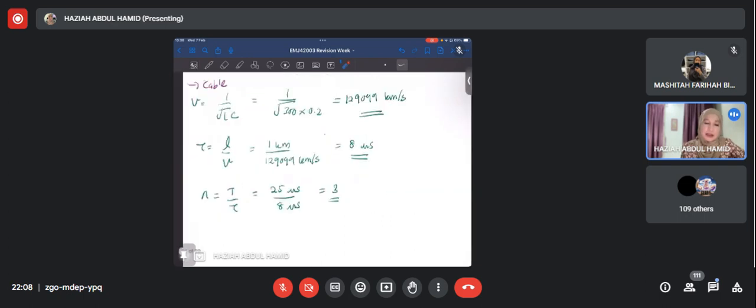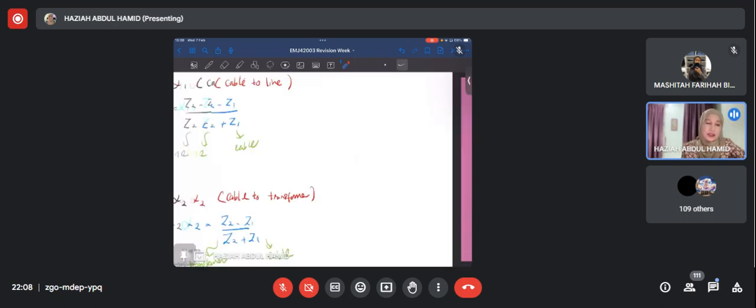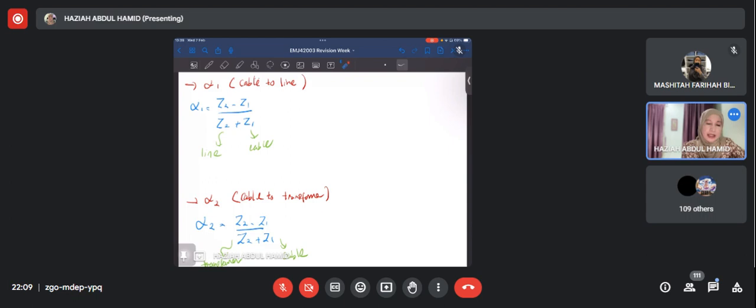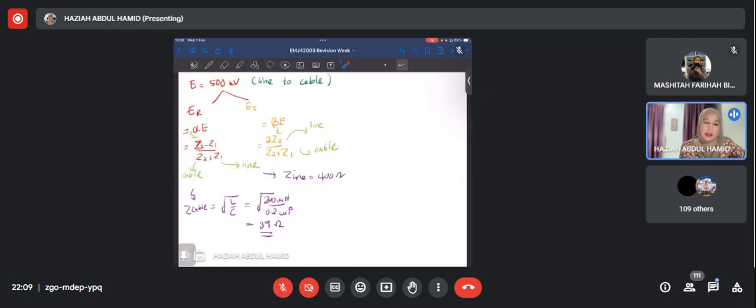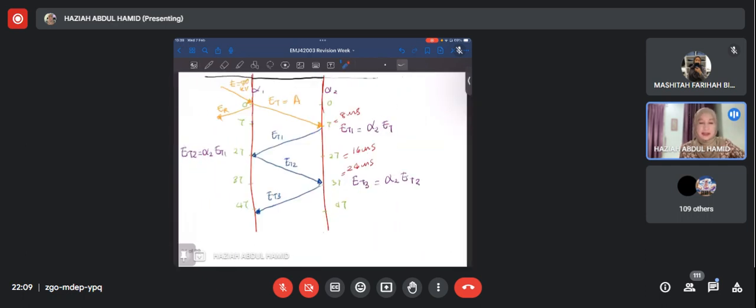Okay, that's why saya calculate kat sini. Alpha saya semua dalam ni. Line. Cable saya jadi Z1. Alpha 1, alpha 2. Okay, line, transformer. 100, ini 1000 ohm. Ini yang kita kira tadi, earlier. 50, apa tadi? 39 ohm. Okay, so basically that's it.